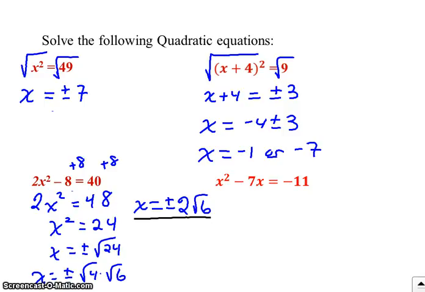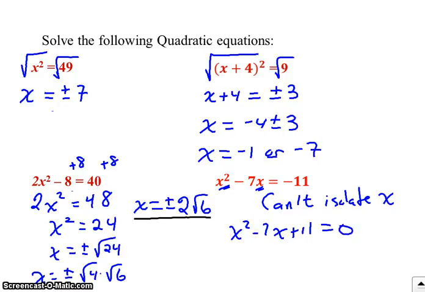If I look at our last example, I can't isolate the x term, as I've got an x squared and an x. If I set the equation equal to 0 and try factoring like we learned last lesson, there are no two numbers that add to negative 7 and multiply to 11. The only factors of 11 are 1 and 11. They will never add or subtract to negative 7. So we can't factor it. We can't isolate x and solve it the way we did the other three. We have to learn another method.